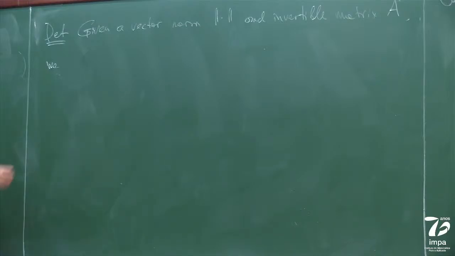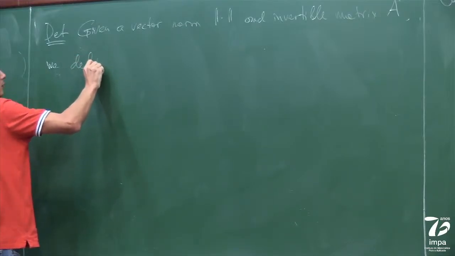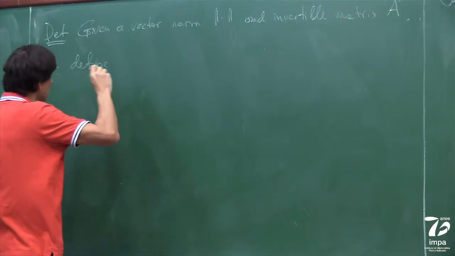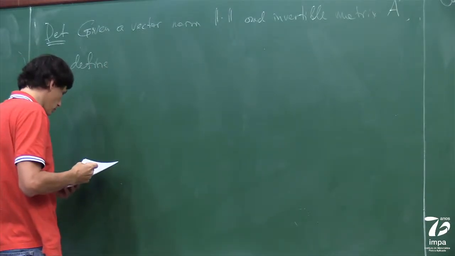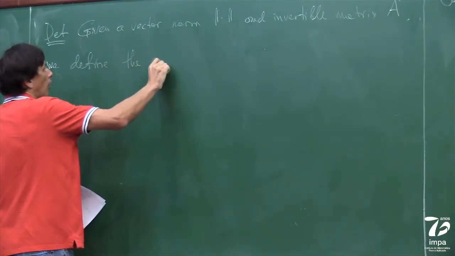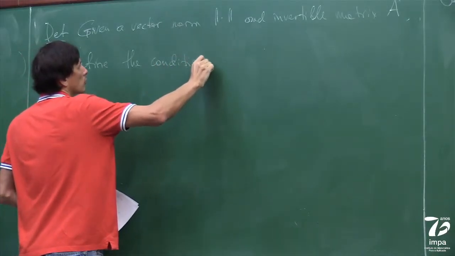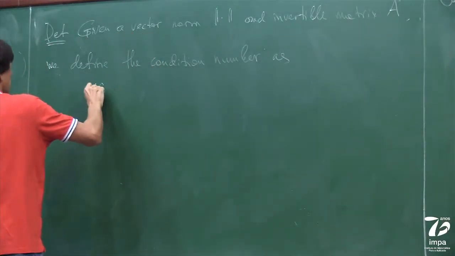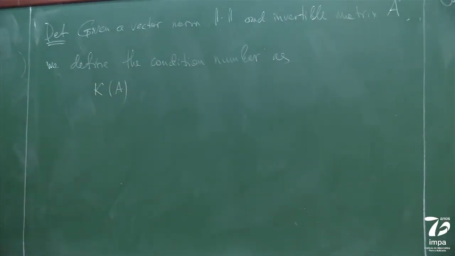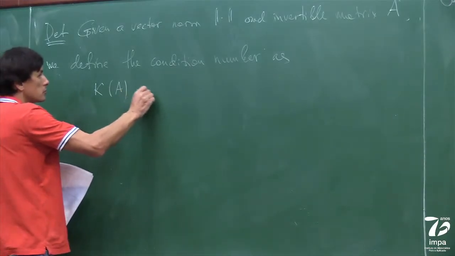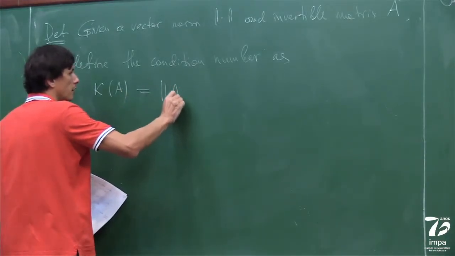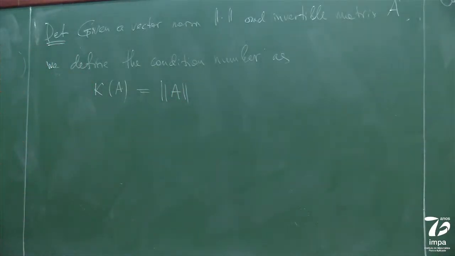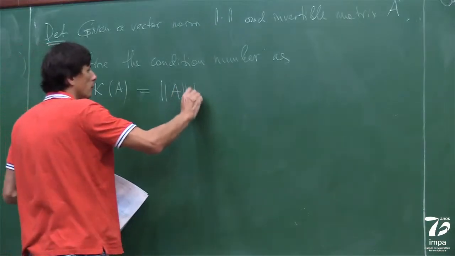So we define the condition number as cap of A. So it depends on a norm, right? So for different norms, it's a different definition. And it's just the norm of A, the induced norm of a matrix, multiplied by the norm of the inverse.